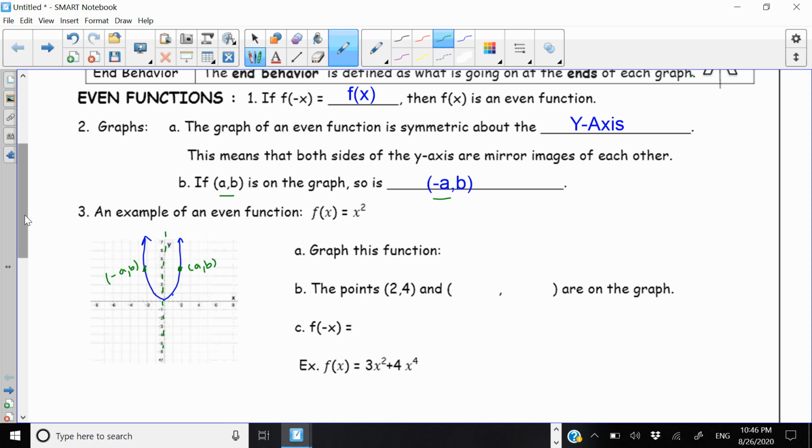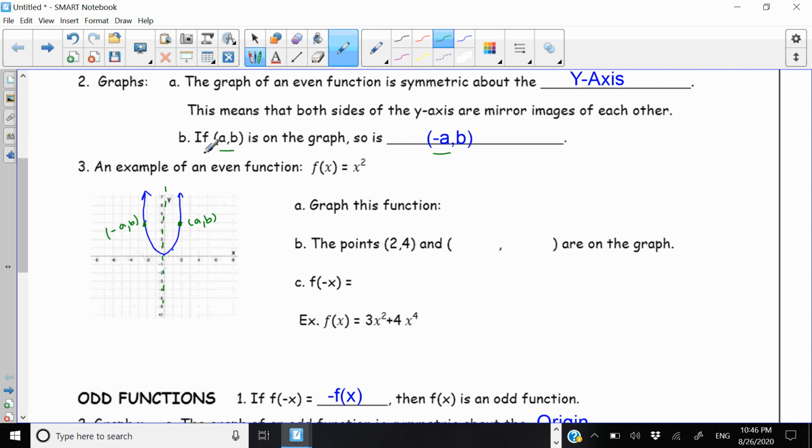So here's an example, f of x equal to x squared, and we graph the function. As I just told you, it's symmetric to the y-axis, so it will be an even function. So if I have a point like (2, 4) on my graph, (negative 2, 4) is also going to be on the graph.